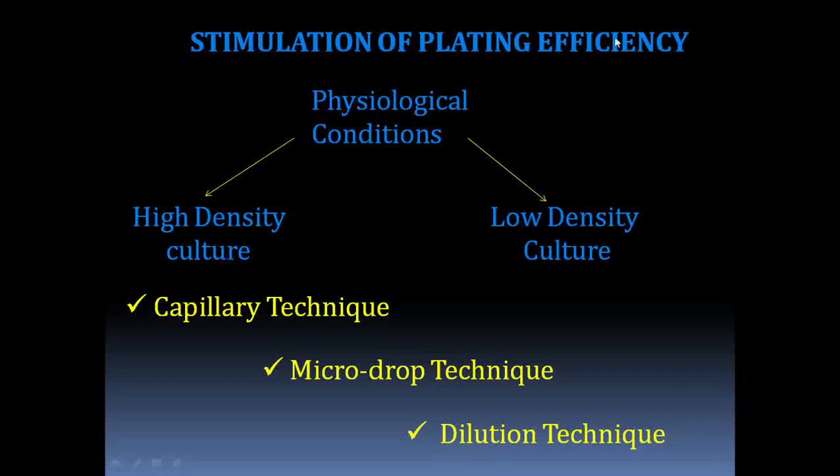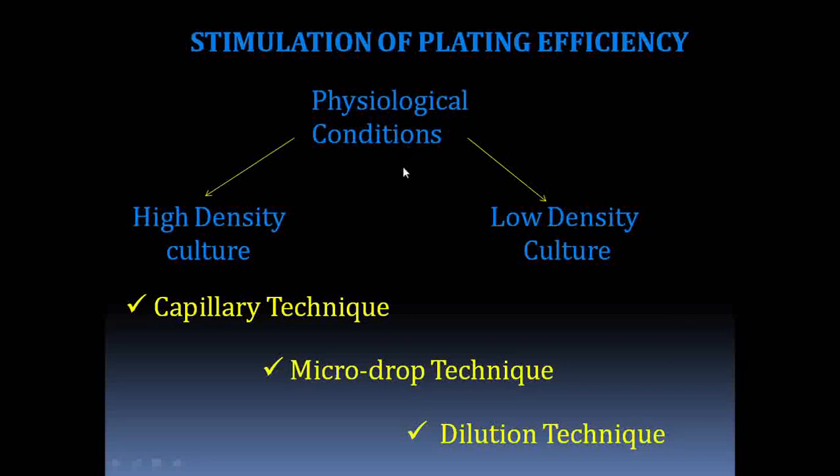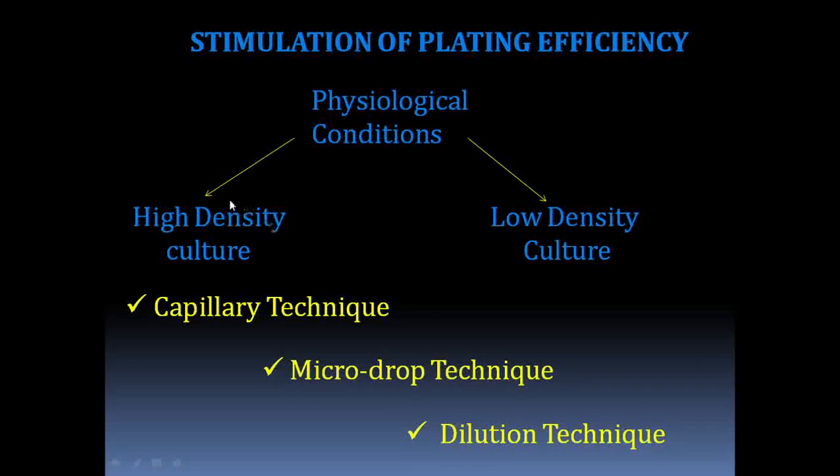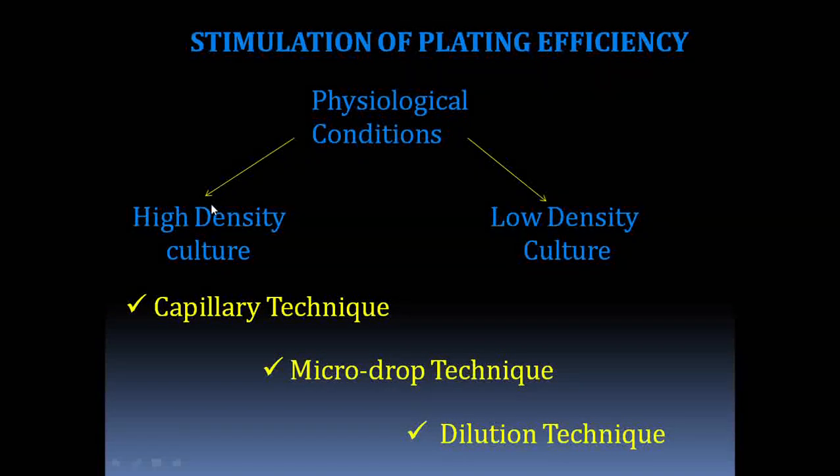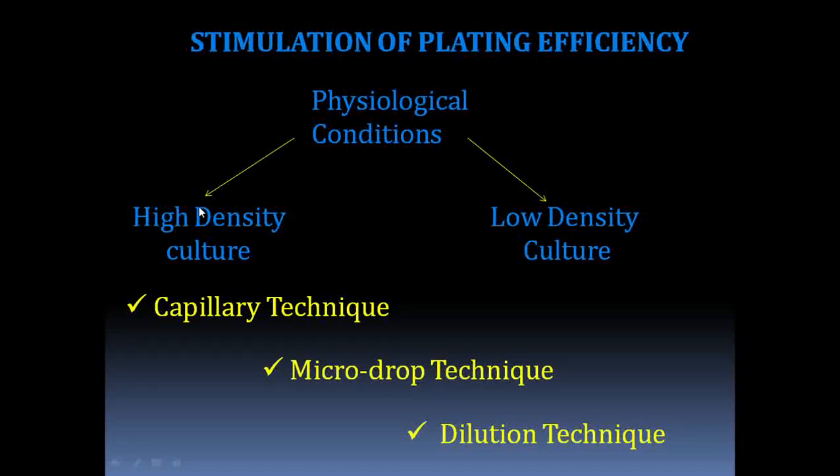So that totally depends upon high density culture and low density culture. Their physiological conditions define how much they are going to support each other. What happens in high density culture? Obviously they are densely populated, so they support each other by providing growth factors as they secrete them, providing a signal that is more diffusible. So likewise they can support their growth, right?